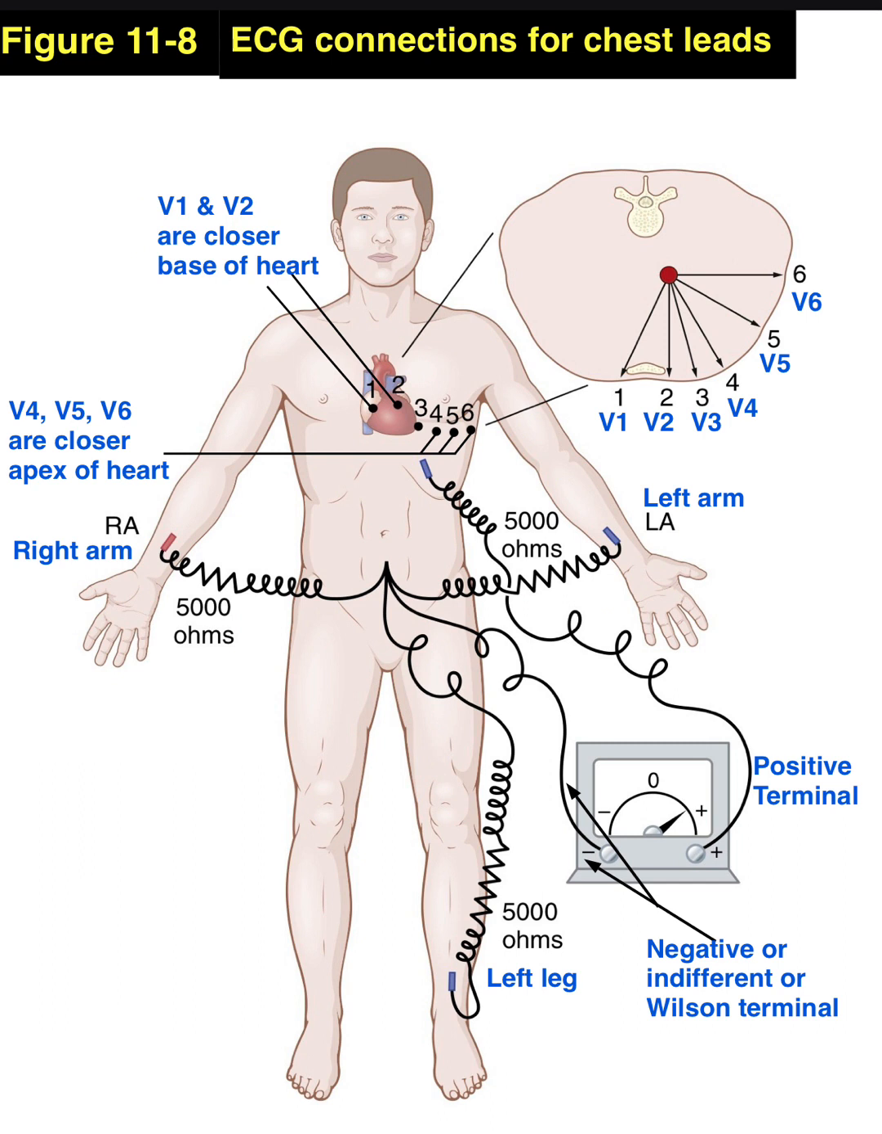There is a transverse section of the chest shown on the right side of the diagram, along with chest lead locations. There is one positive terminal from each chest lead location and one negative or indifferent or Wilson terminal as shown in the diagram. Limb leads are also shown in the diagram, connected to a central indifferent point.